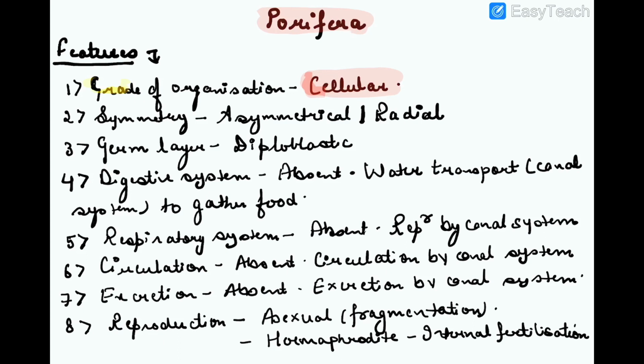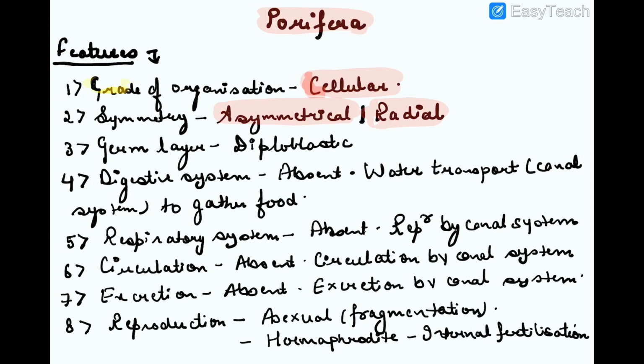Symmetry. They are either asymmetrical, which means the body cannot be divided into two parts by any plane, or radially symmetrical. It means the body can be divided into two parts by two planes.